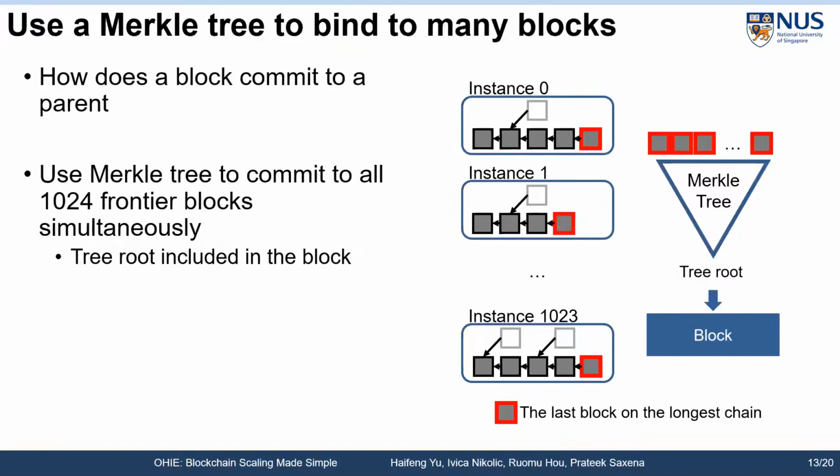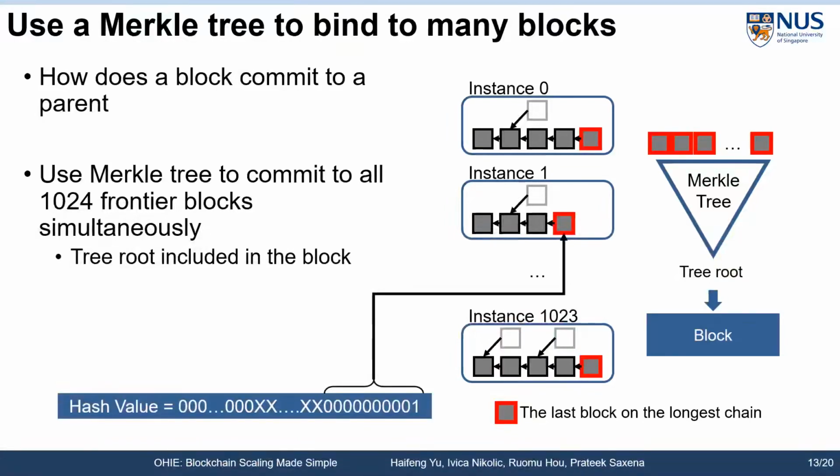In OHIE, with all the parallel instances, the miner would not know to which instance a block belongs until the block is mined and assigned according to its hash. To still force the miner to commit, we build a Merkle tree whose leaves are all the 1024 last blocks on the 1024 chains. The Merkle root needs to be included in the new block. Conceptually, this forces the miner to commit to all the 1024 blocks, and the new block will eventually extend from one of them based on the hash of the block.